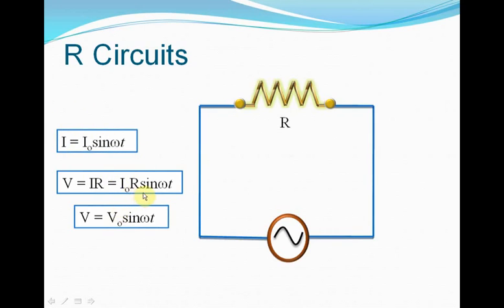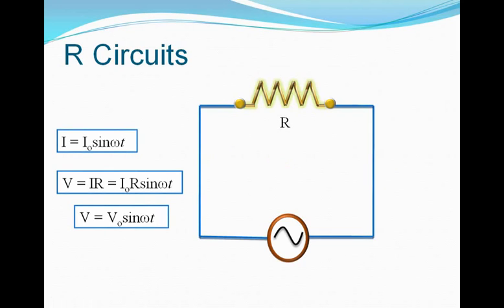An interesting fact here is that you can make out clearly that V naught is equal to I naught R. That is, the maximum value of voltage here is equal to the maximum value of current into the resistance R. And therefore V naught by root 2 is equal to I naught by root 2 into R. So V RMS equal to I RMS into R. So you can simply apply Ohm's law even in the case of alternating current circuits.